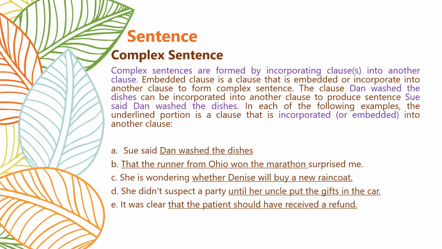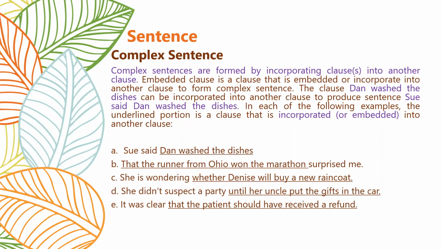In the compound, both the sentences hold the equal status, but in the complex sentence, they don't hold the equal status. So here you can see incorporating clauses into another clause. An embedded clause is a clause that is embedded or incorporated into another clause to form a complex sentence. For example, the clause Dan washed the dishes can be incorporated into another clause to produce the sentence: Sue said Dan washed the dishes.